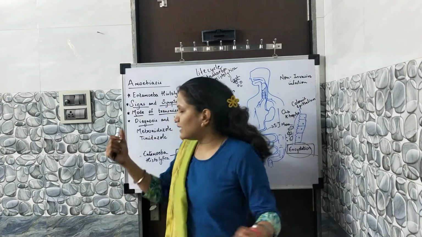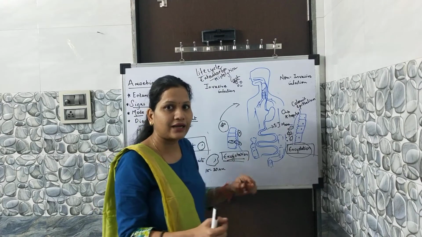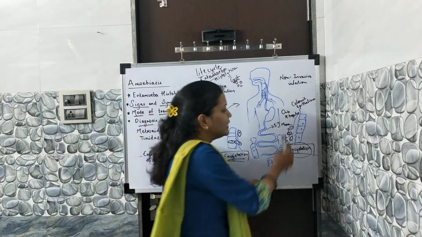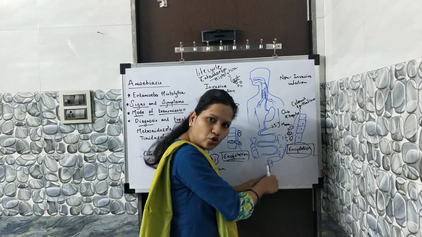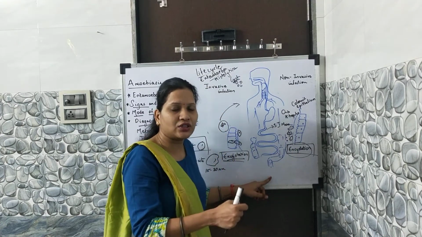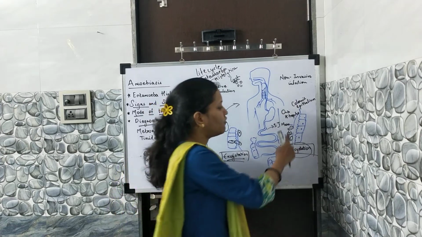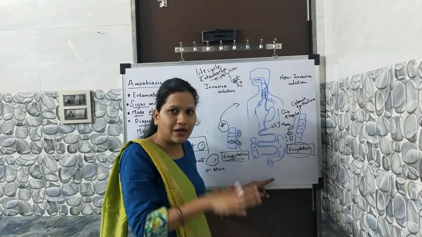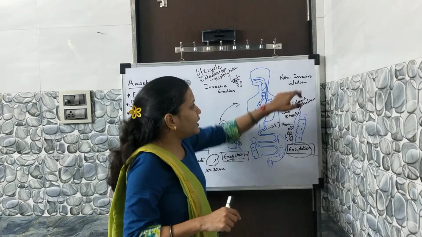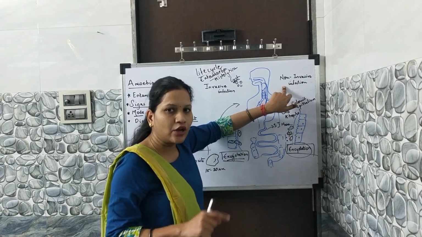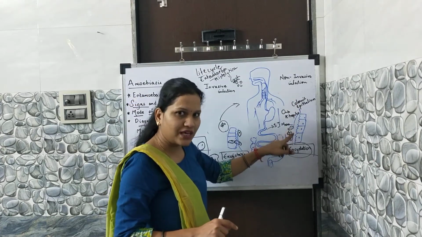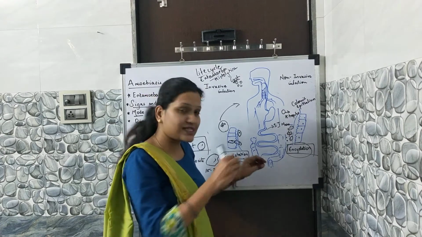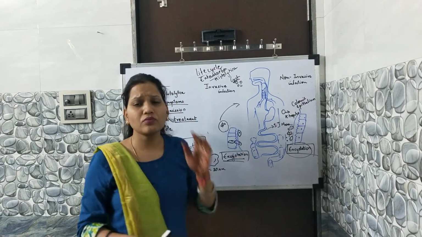Here, among the signs and symptoms, we have already discussed that stool with mucus and stool with blood is common. When these cysts come out through the stool, you can observe during examination the presence of mucus or blood in the stool. In a non-invasive infection, the cyst form comes out with the stool.